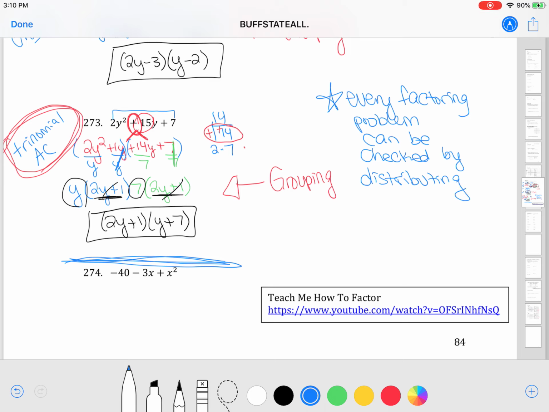Okay, every factoring problem can be checked by distributing. Must it? No. Can it? Yes. Do I advise it? Yes, I want to make sure you guys are getting these right for your quiz.